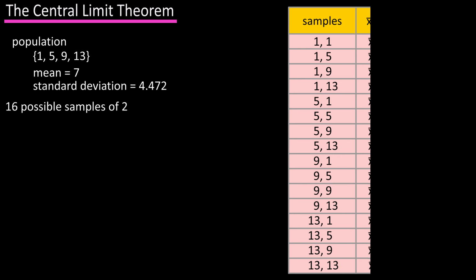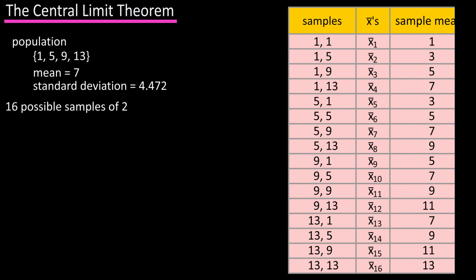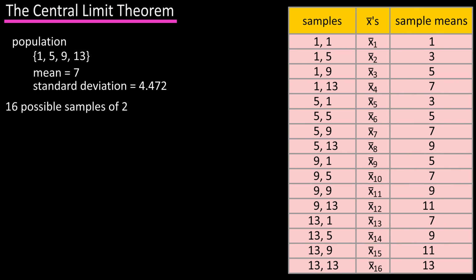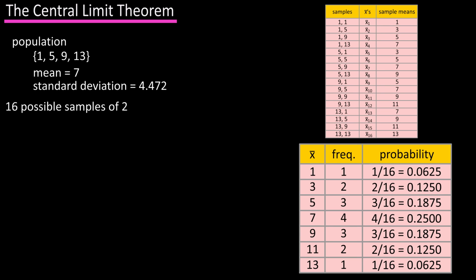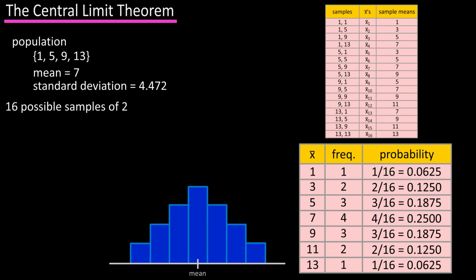And we can calculate the means for each of the samples, x bar 1 through x bar 16, as you see here. From the sample means, we can create a frequency table and a probability distribution, which I've done here. And a probability histogram from the sample means looks like this. As you can see, it's evenly distributed around the mean, or bell-shaped, which is what the central limit theorem stated.